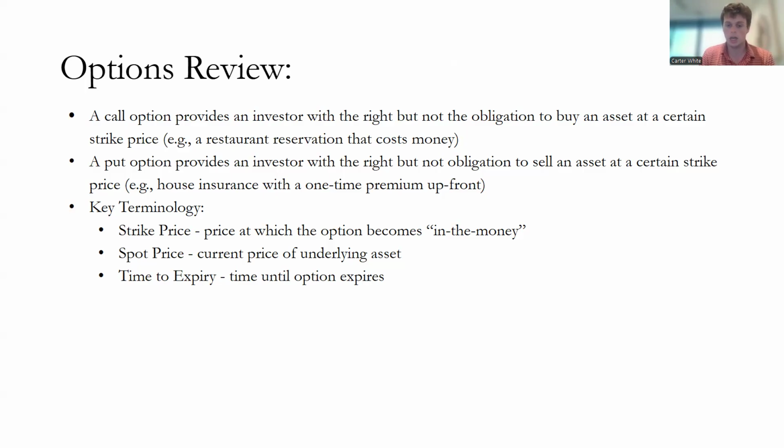And just a quick terminology review, you can read it here. Strike price, that's when the option becomes in the money. Spot price, that's a fancy word for the current price of the underlying. And then time to expiry is the time until the option expires. And options are always going to be more valuable the more time you have. You can think of it as you'd rather have that option to eat at the restaurant for a year rather than just one night. And you'd rather have your house insured for longer.